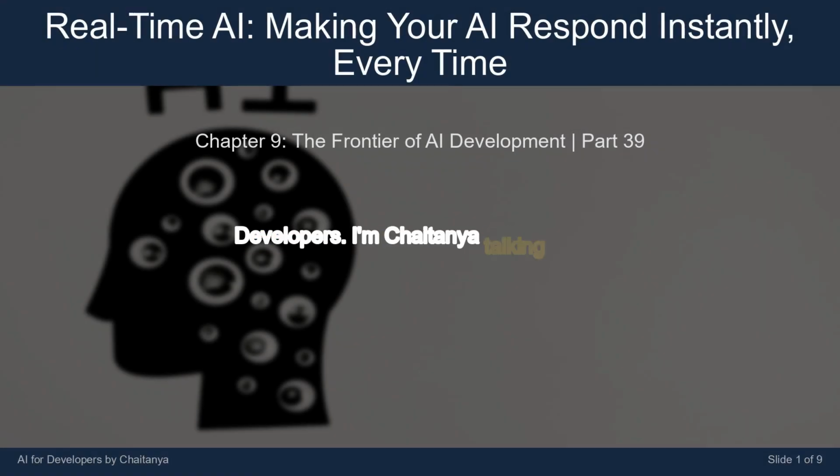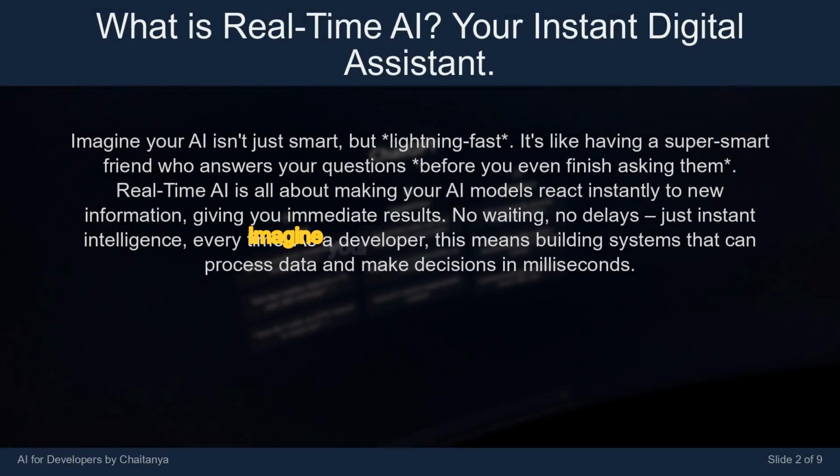I'm Chaitanya talking bot. Today's lesson is titled Real-Time AI, making your AI respond instantly, every time. Imagine your AI isn't just smart, but lightning fast. It's like having a super smart friend who answers your questions before you even finish asking them. Real-time AI is all about making your AI models react instantly to new information, giving you immediate results. No waiting, no delays, just instant intelligence. Every time. As a developer, this means building systems that can process data and make decisions in milliseconds.